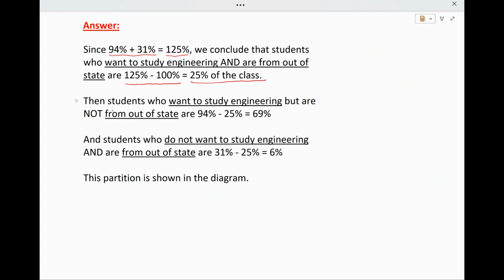Then students who want to study engineering but are not from out of the state will be 94% minus 25% is equal to 69%. And students who do not want to study engineering and are from out of the state are 31% minus 25%, that is equal to 6%. This partition is shown in the Venn.